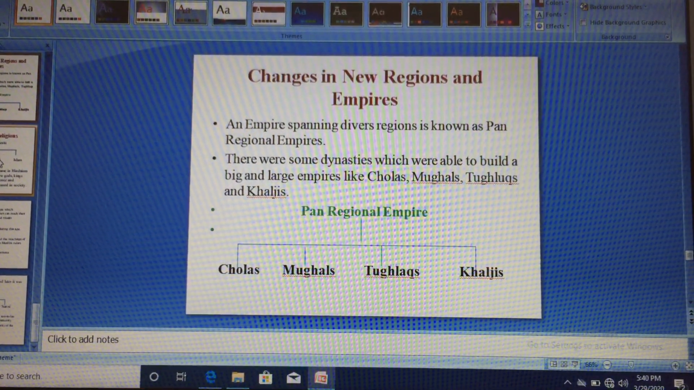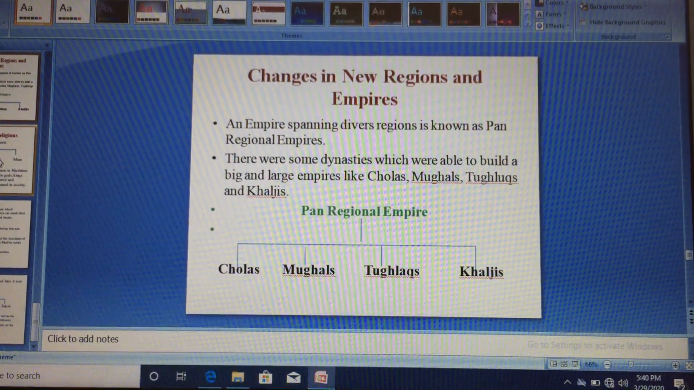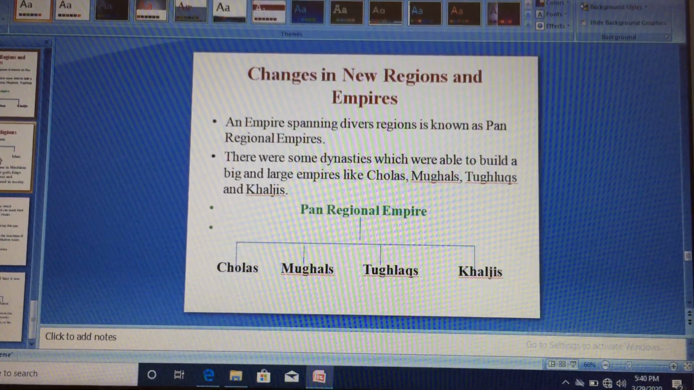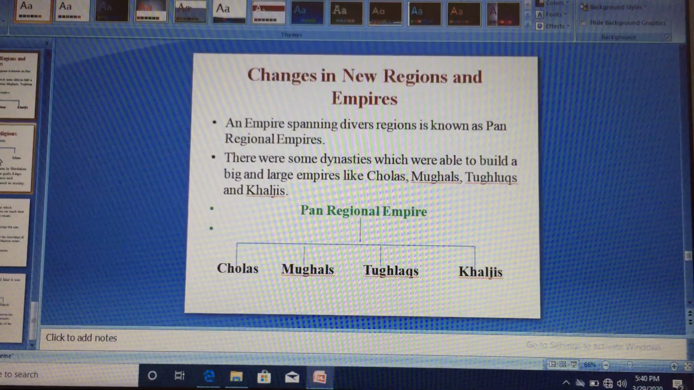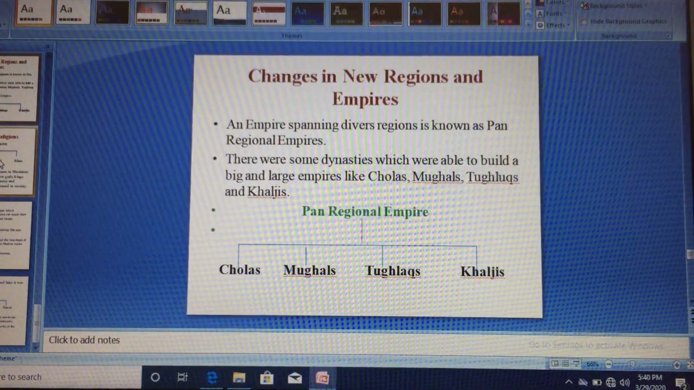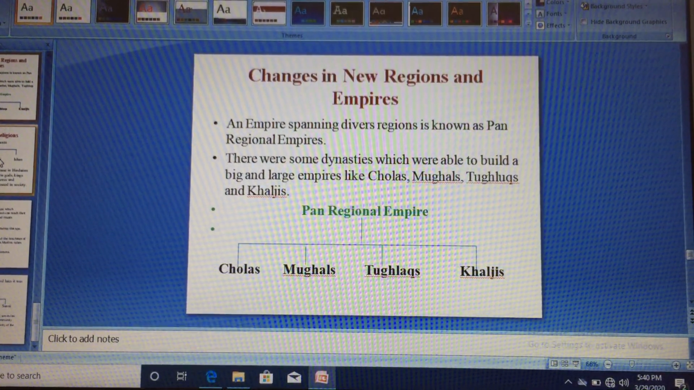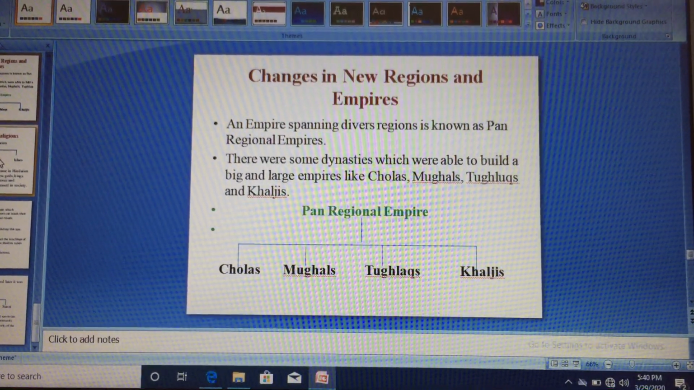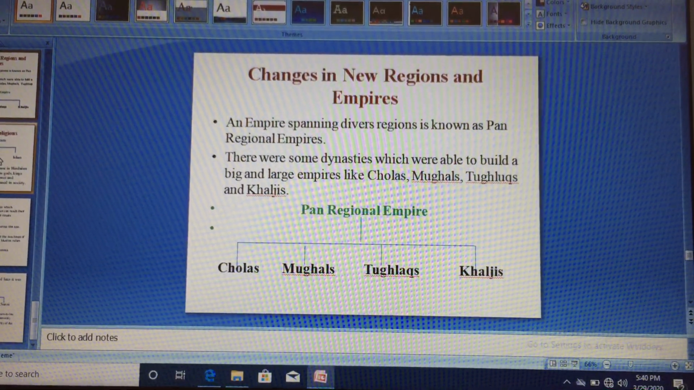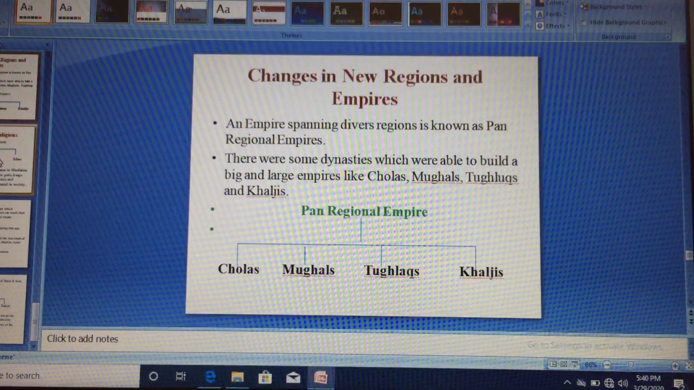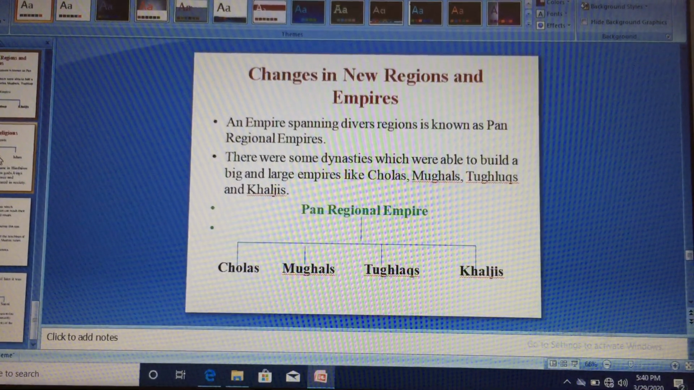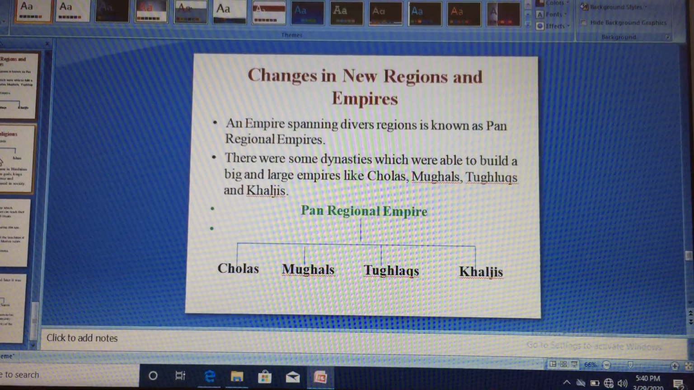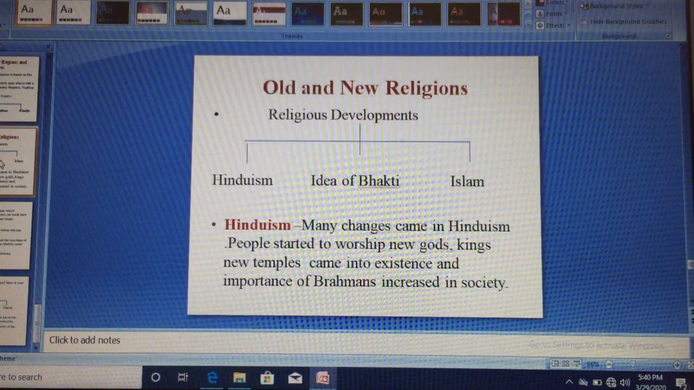The Cholas had their empire in the whole of South India, and that particular region was called Cholamandalam. In the same way, the Mughals, Tughlaqs and Khaljis ruled most of India. The Khaljis, in fact, were the first, with Alauddin Khilji raiding the south of India. So their region was very vast, and it was called pan-regional. So we see a lot of big empires as well.